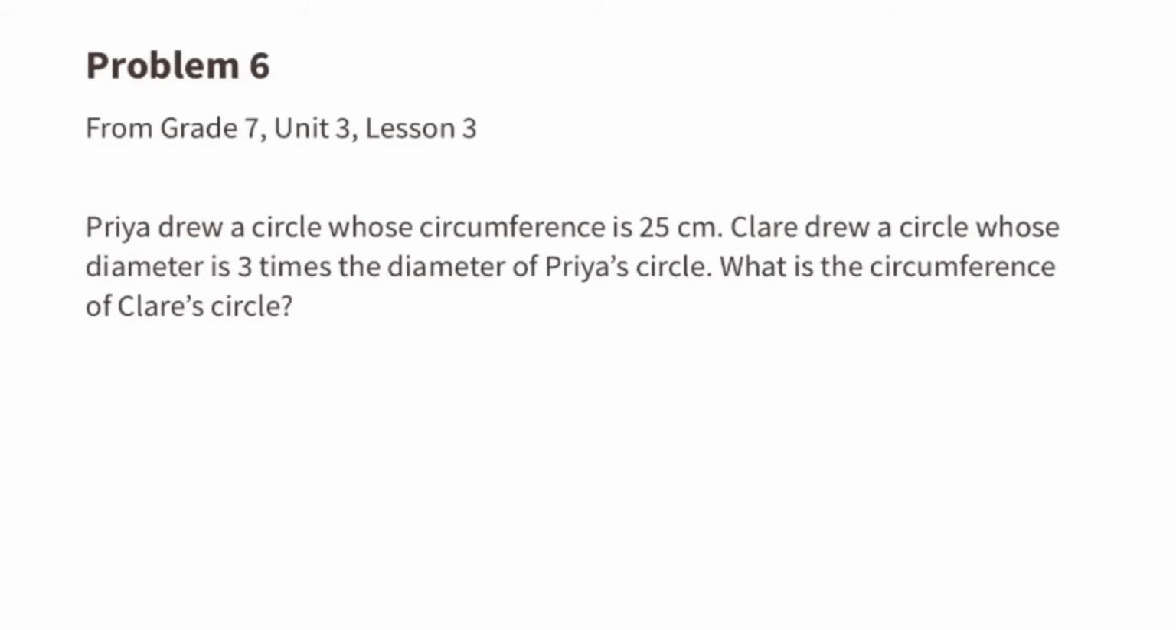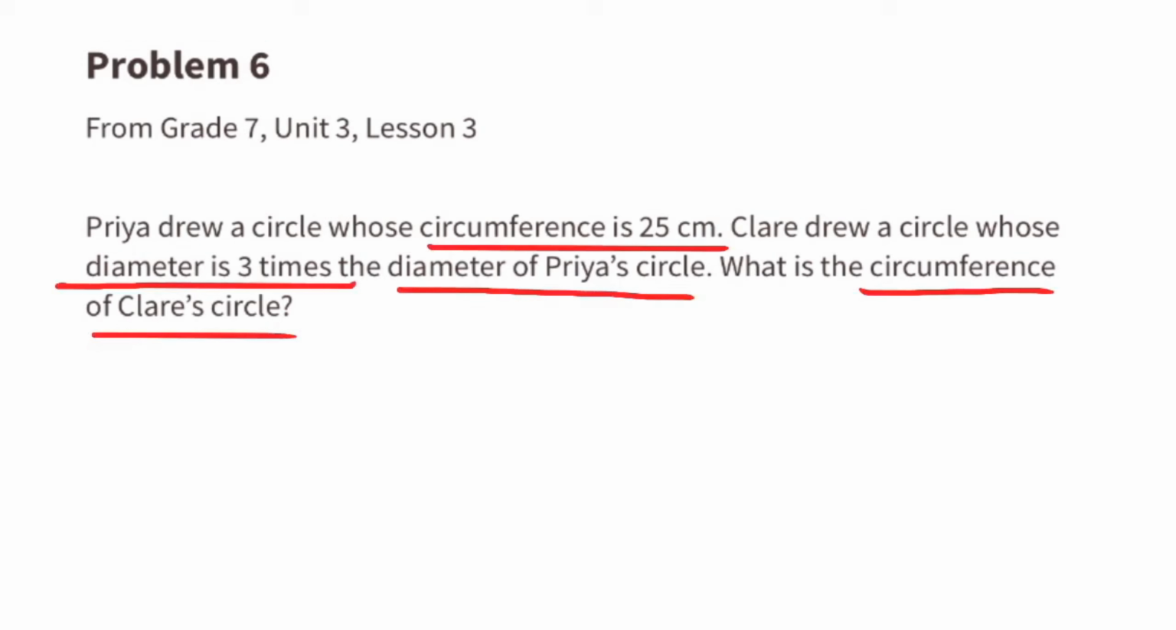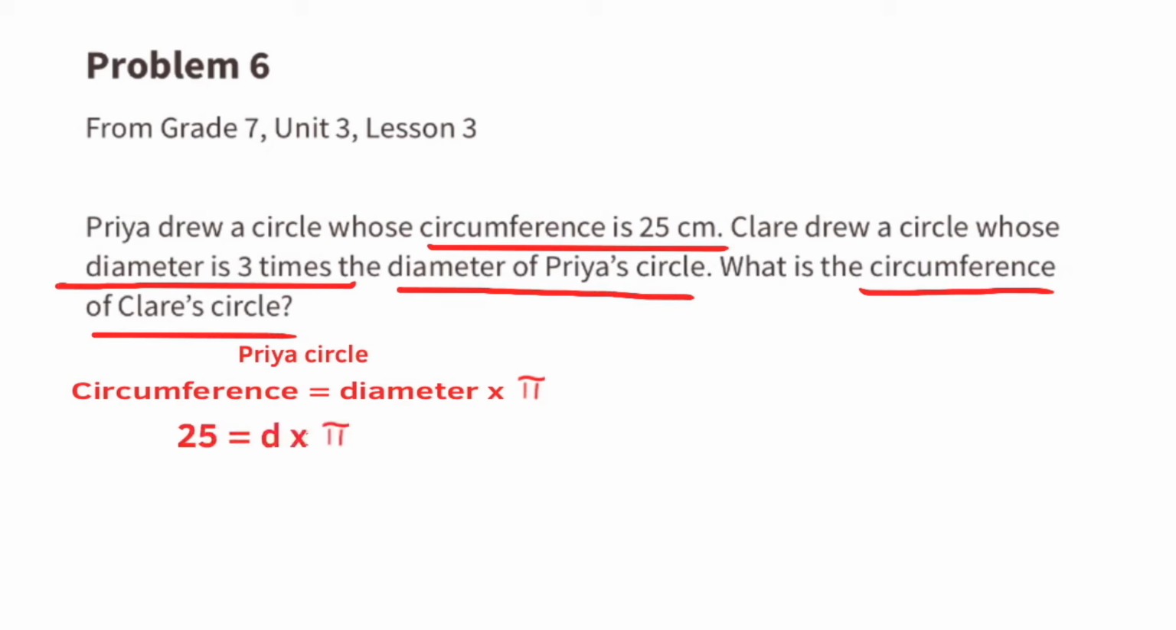Problem number 6 from 7th grade, Unit 3, Lesson 3. Priya drew a circle whose circumference is 25 centimeters. Claire drew a circle whose diameter is 3 times the diameter of Priya's circle. What is the circumference of Claire's circle? We know that Priya's circle has a circumference that's equal to the diameter times pi. They told us that the circumference is 25 centimeters, so we can rewrite this as 25 centimeters equals the diameter times pi. Let's figure out what the diameter is.